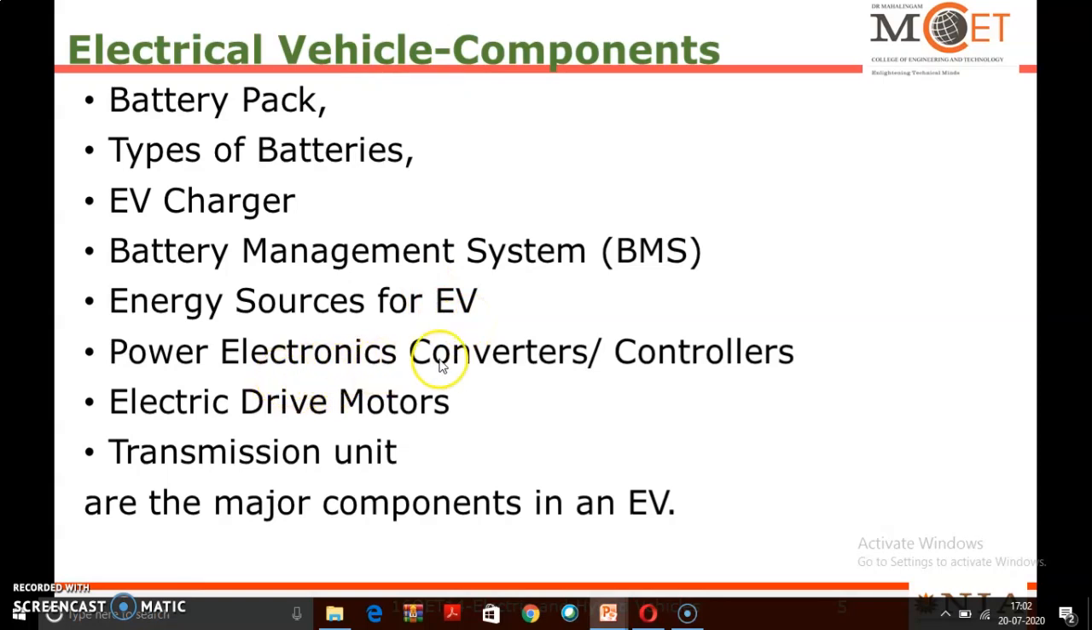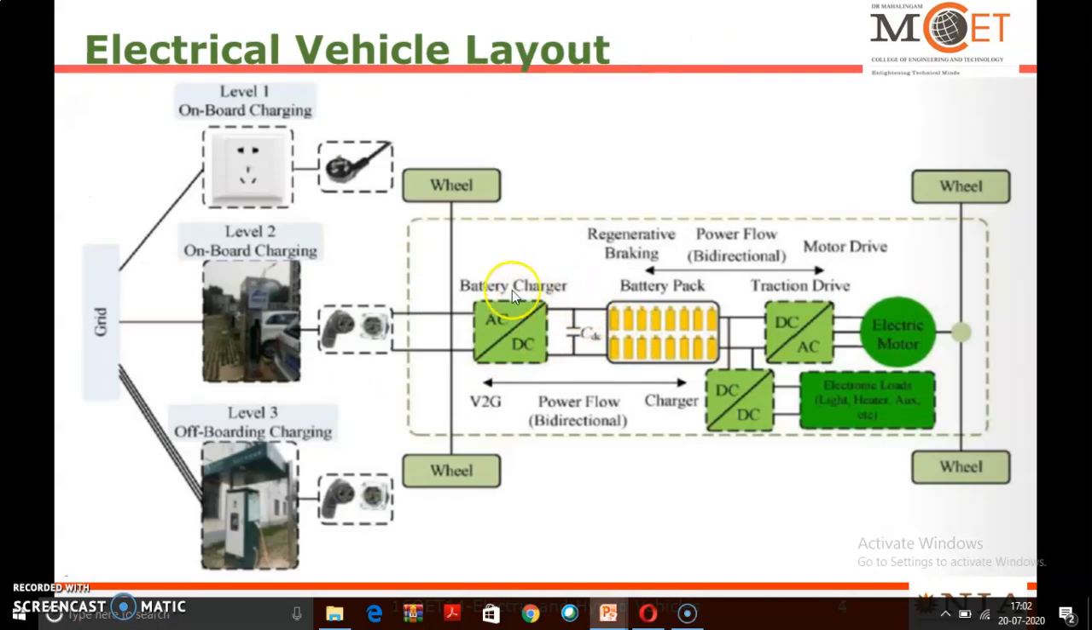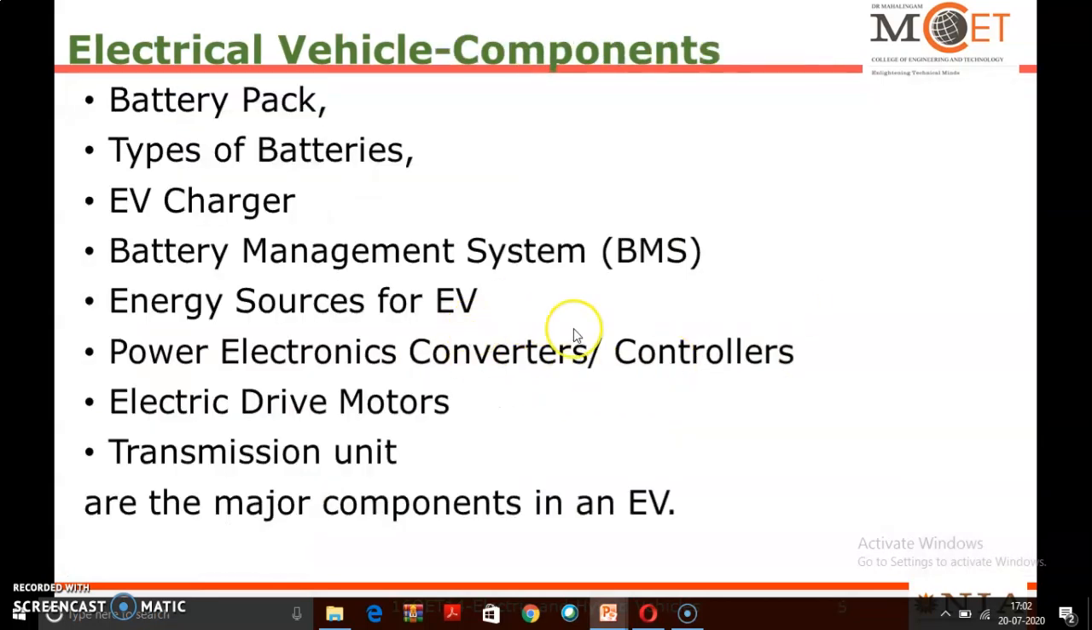So these are the power electronic converters. We know that power electronic converters include a rectifier or battery charger, and an inverter, the power electronic inverter. These power electronic converters or controllers are used to condition and control the electric signal applied to the electric drive motor in order to regulate the speed of the electric drive motor. So that is the role of the power electronic converter or controller.